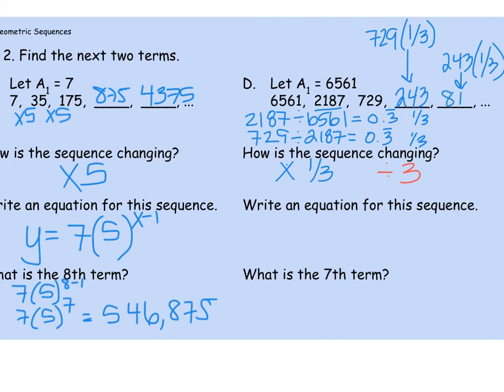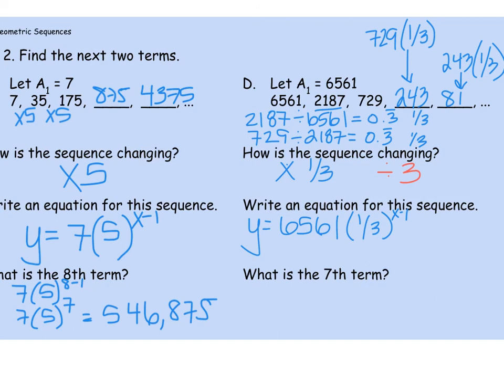Okay, write an equation for this sequence. So again, I'm going to kind of go back to that previous example. I'm not going to go backwards here. I'm not going to do that. That's just too much work. So I'm going to start with 6561, and then parentheses, we're multiplying by 1/3. And then to the power of x minus 1. Remember that minus 1 on top. Okay.